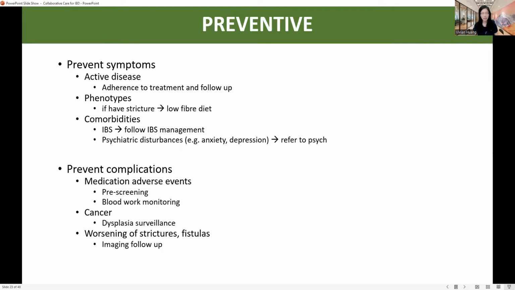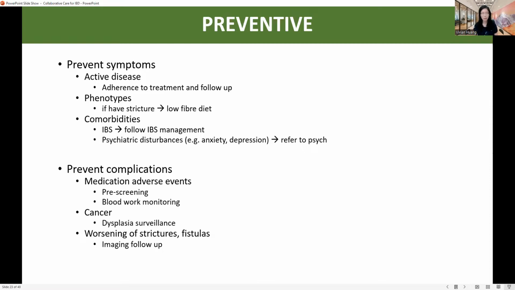So with medications, for example, pre-biologics, it's really important to pre-screen: their hepatitis serology, TB skin test, chest x-ray, vaccination status, and then blood work monitoring for certain medications.